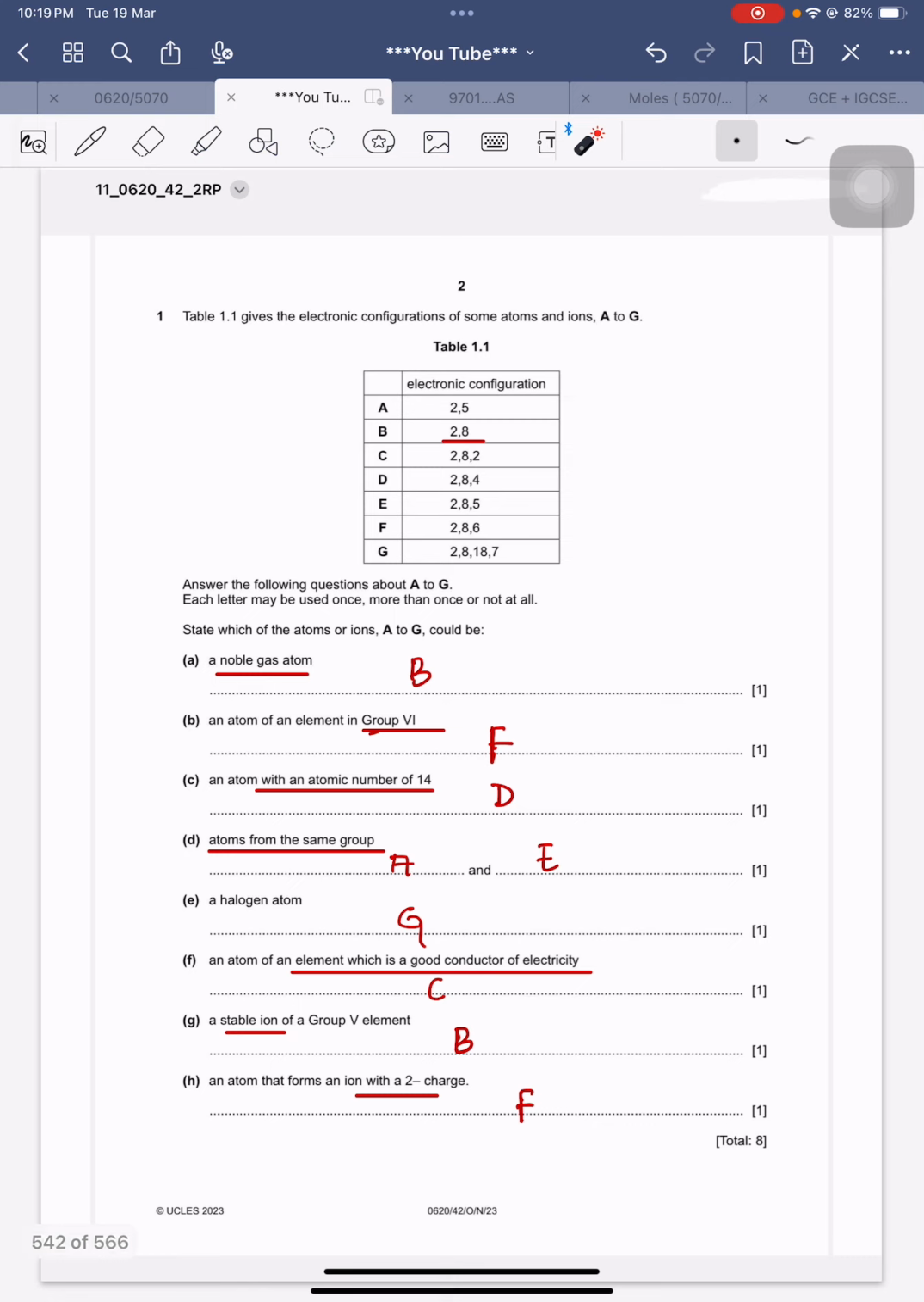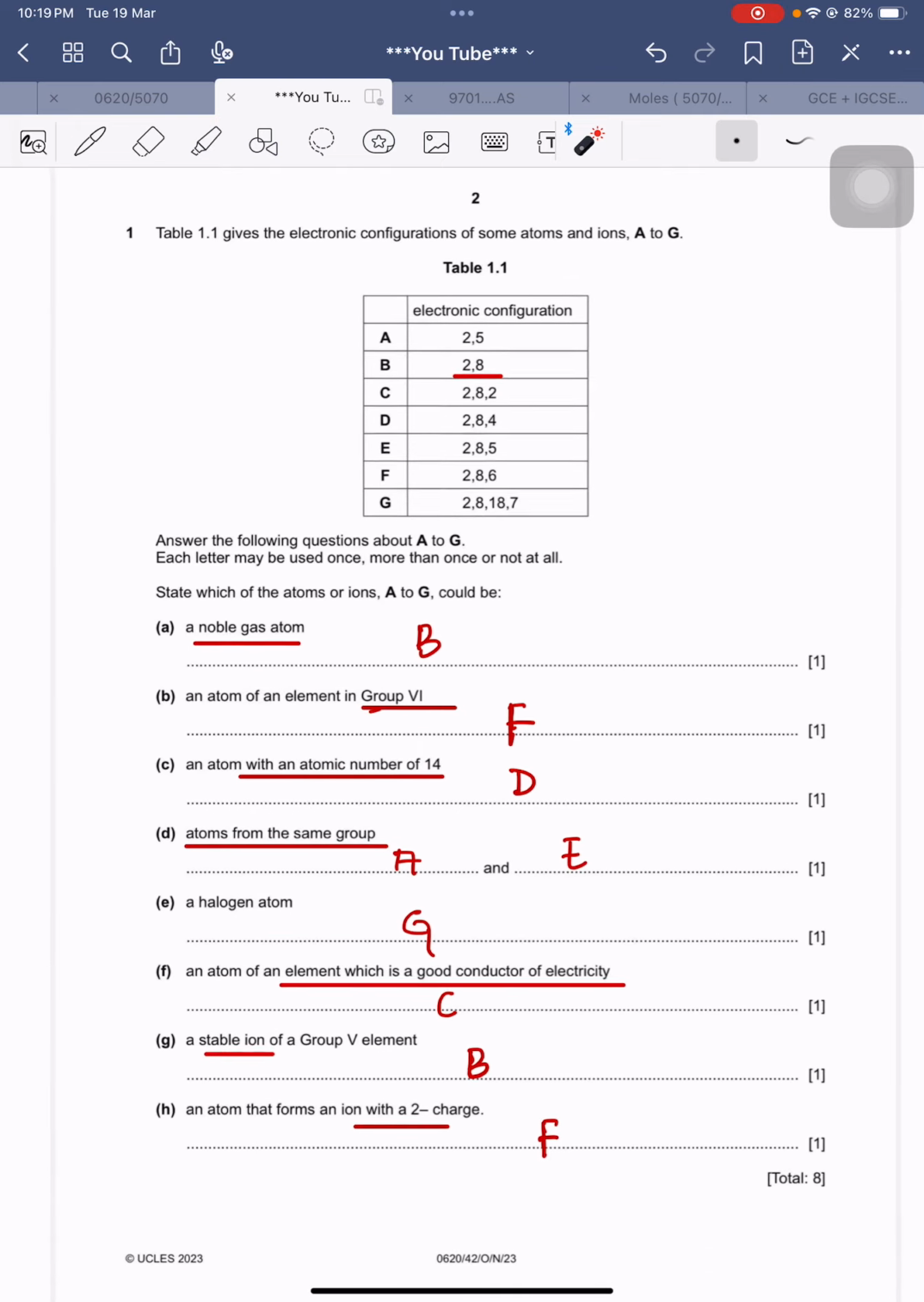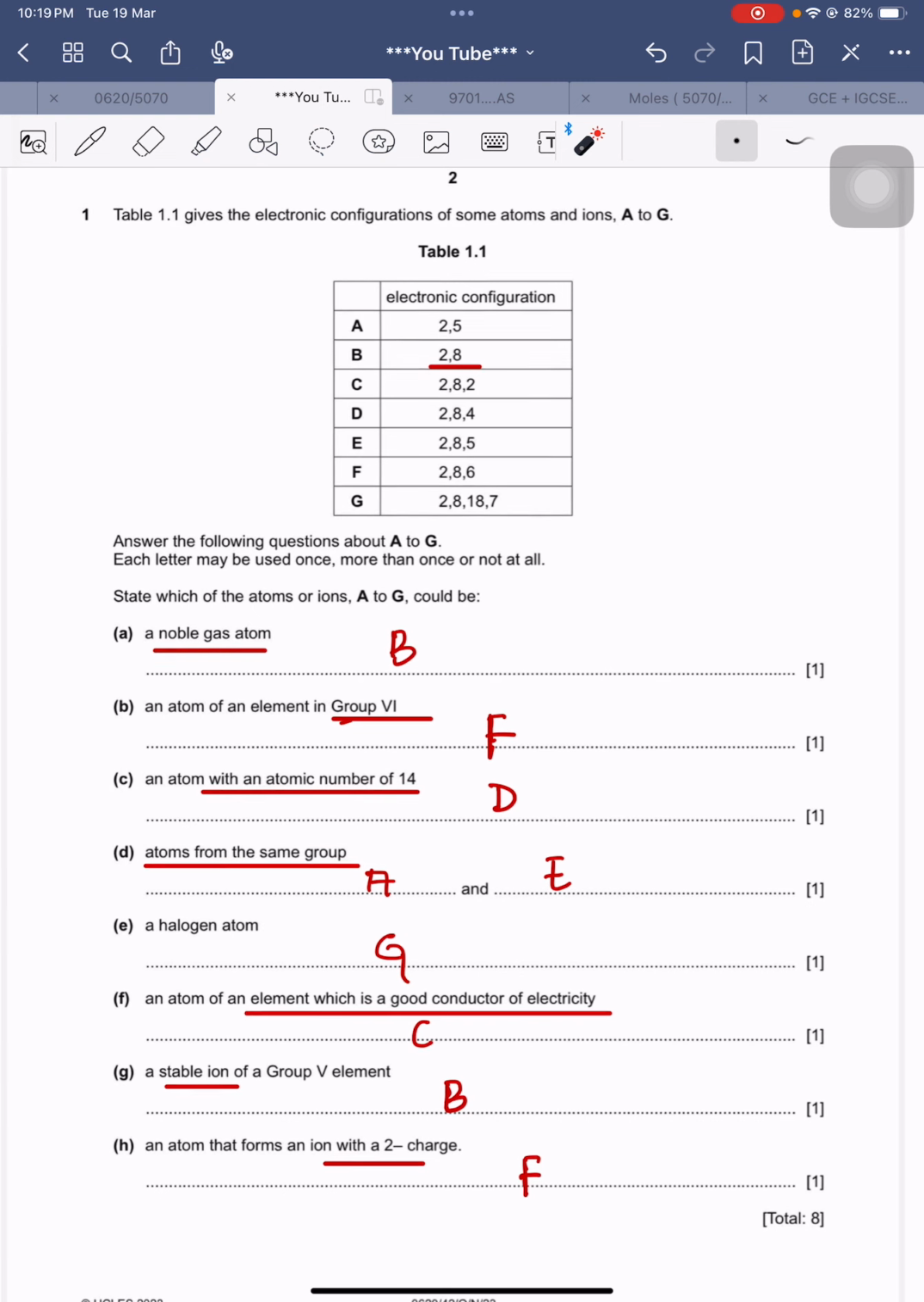Okay. Then there is a table over there, and they are asking which is the noble gas. It is B. Why? Because it has 8 electrons in its outermost shell. Then they are asking for an atom of group number 6. So it is F. How? Because it has 6 electrons in its outermost shell. So outermost shell electrons tell us the group number. So F is part of group number 6.